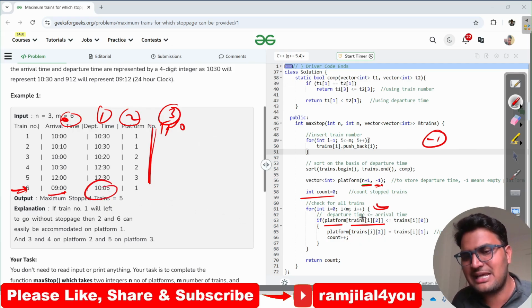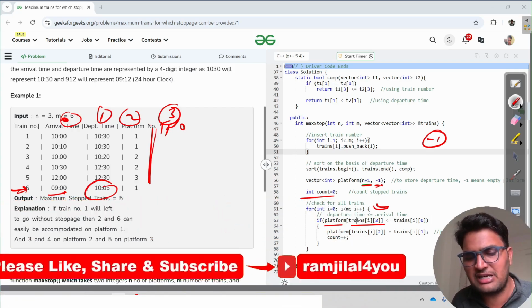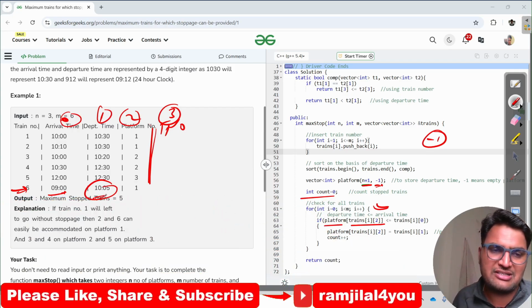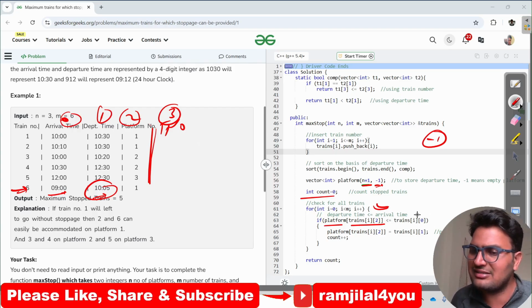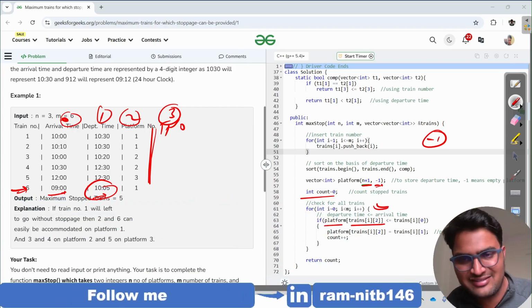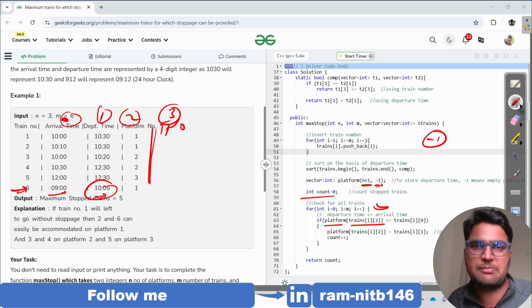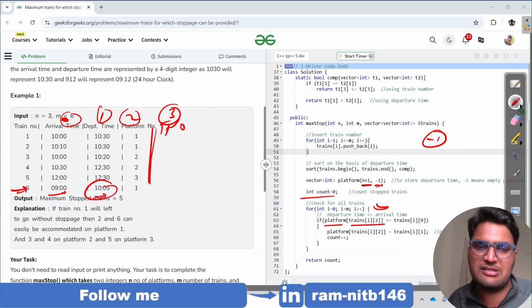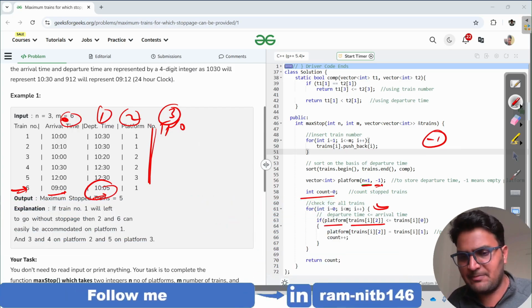So here it will update the departure time of this train, correct? 10:05. So next time whenever we come here and check platform 1, we will compare this data 10:05 with the current train's arrival time, right? So I hope you understood this algorithm, right? This is a very simple algorithm. You just have to keep in mind some certain things. You have to take the platforms, you have to check the departure time, and you have to sort this train data on the basis of departure and the train number.